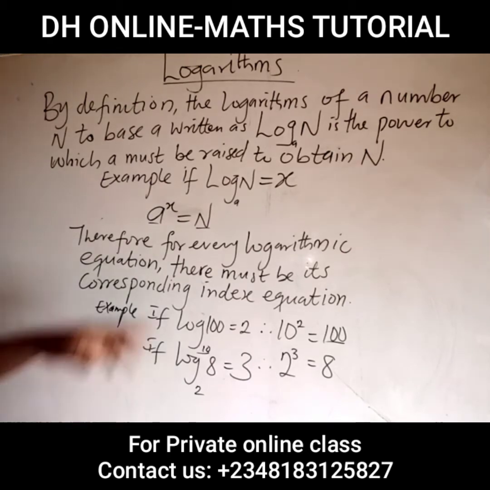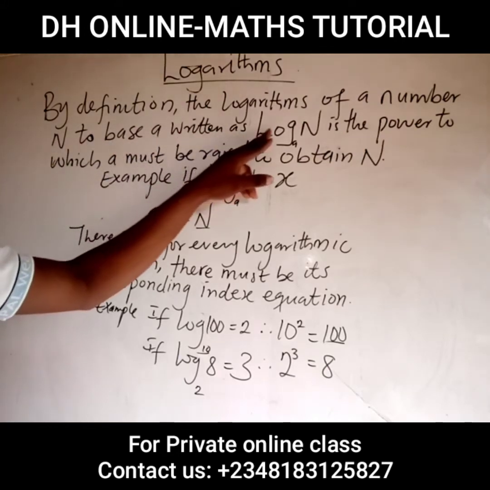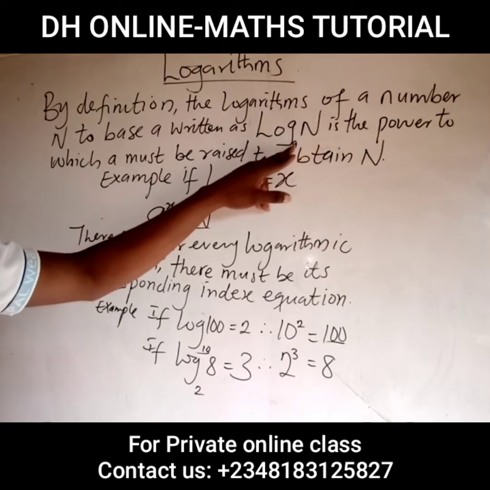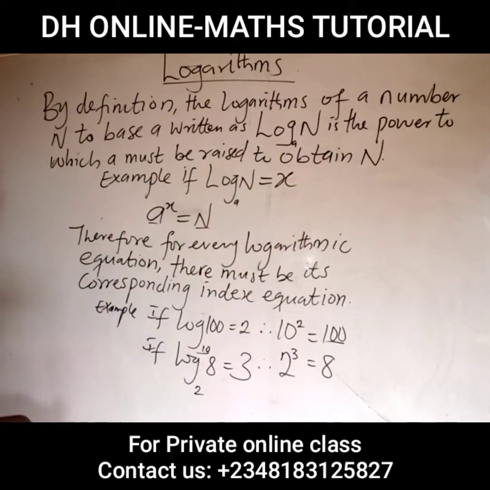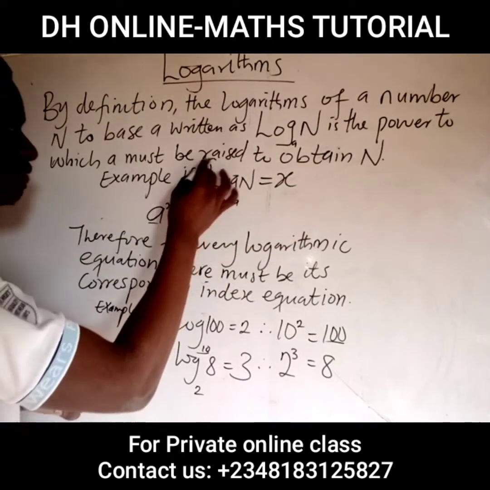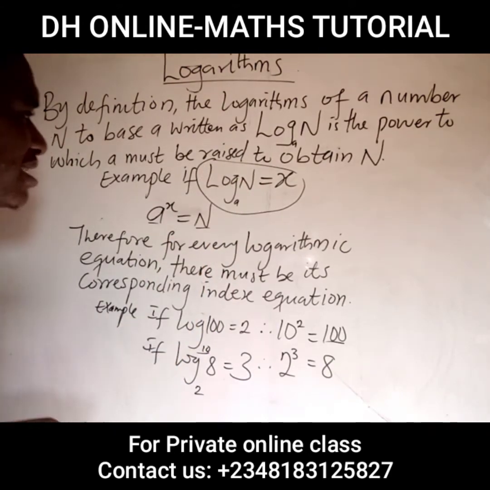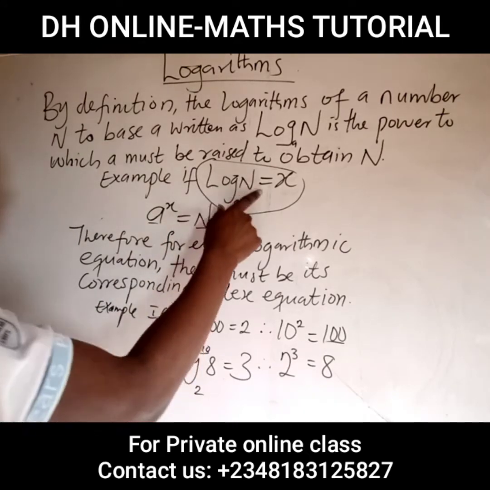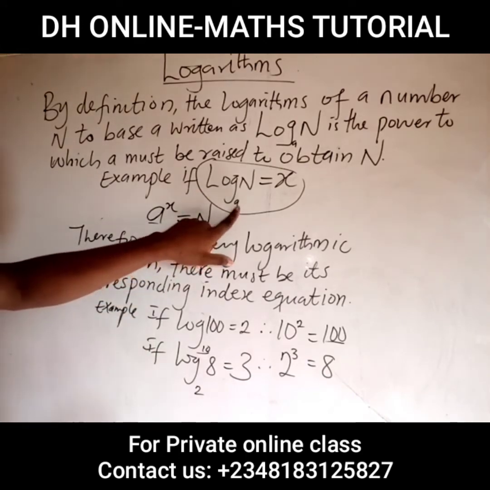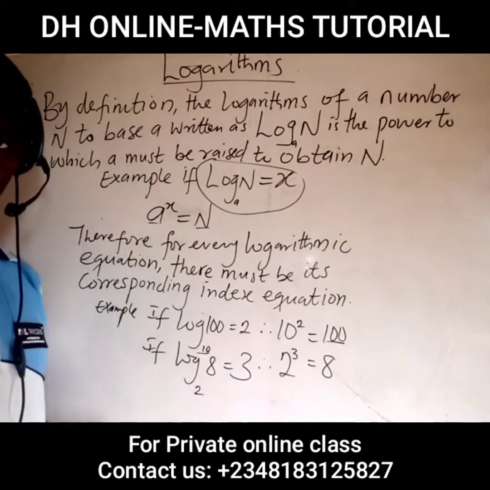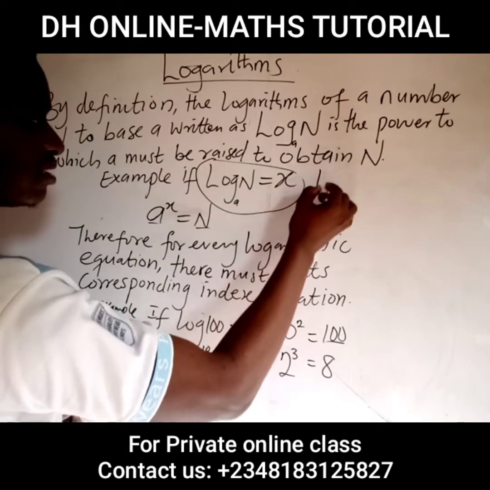So by definition, the logarithm of a number n to base a, written as log n base a, is the power to which a must be raised to obtain n. Now, which simply means, if you look at what I've just written here, what's the meaning of this? It simply means that if I am saying log n base a, I must look for a number to which a will be raised to give me n.